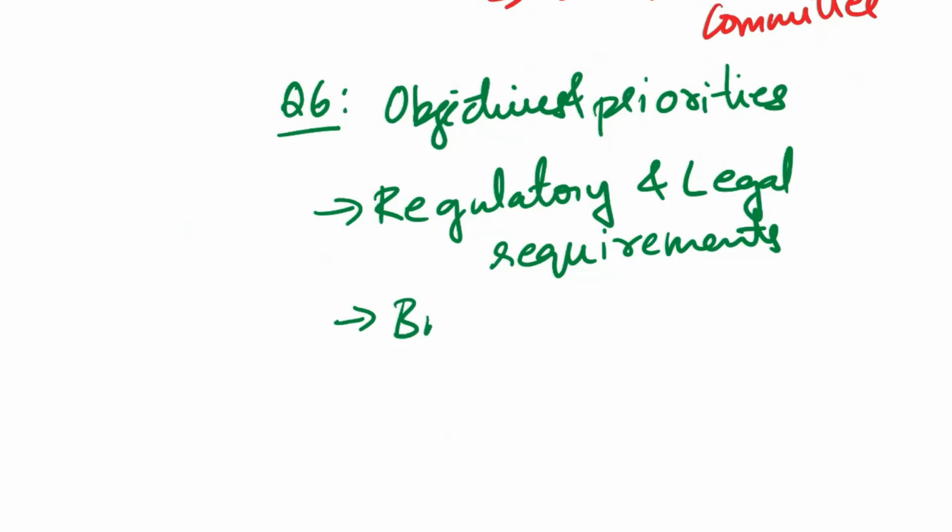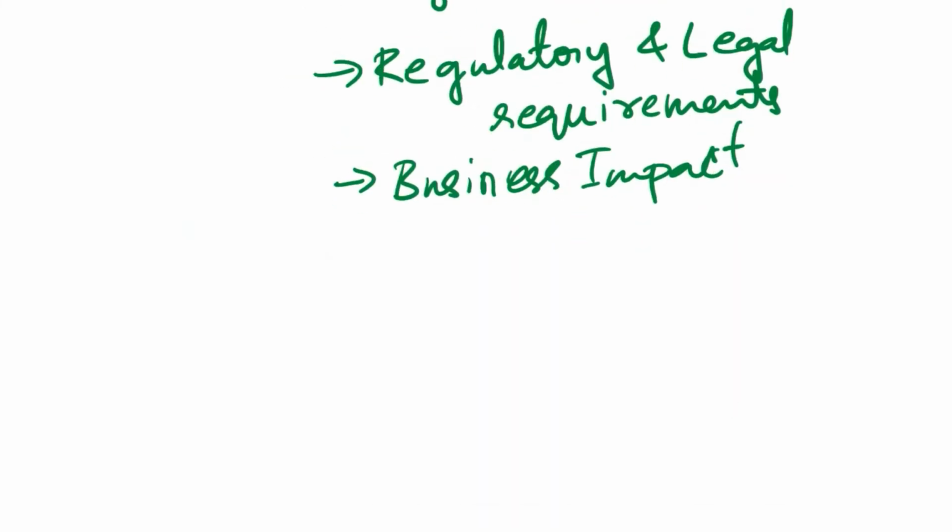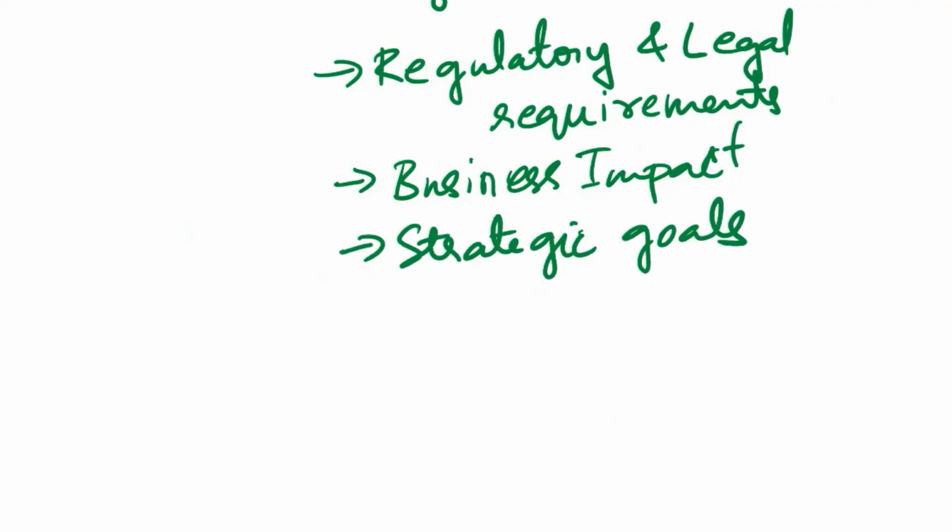Next is business impact. Assess how potential issues in IT systems or controls can impact the organization's core business operations, financial stability, and reputation. Next is strategic goals. Align audit objectives with the organization's strategic goals and initiatives, as audits should contribute to the achievement of these objectives.